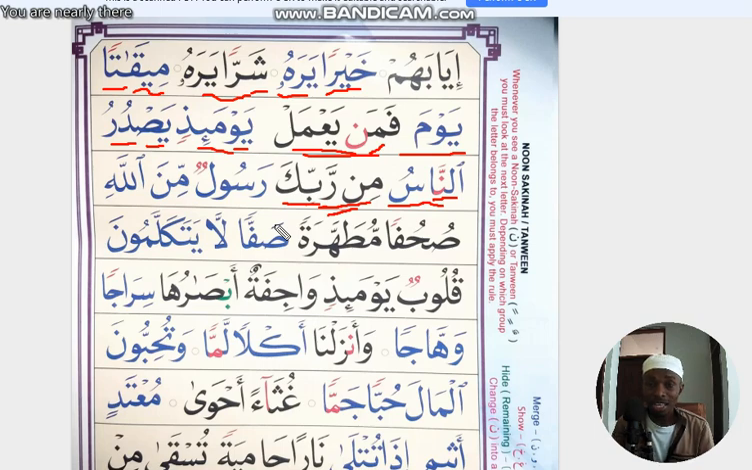These are called the letters of idgham, letters of idhhar, letters of ikhfa, and letters of IQLAB. For here I would just like to say one thing, and we're gonna proceed in the next class. Whenever you see any noon which has the sukun, seen directly from the Quran, then we call this the noon of idgham, where we're gonna hide this, or take this noon and put it into the next letter.